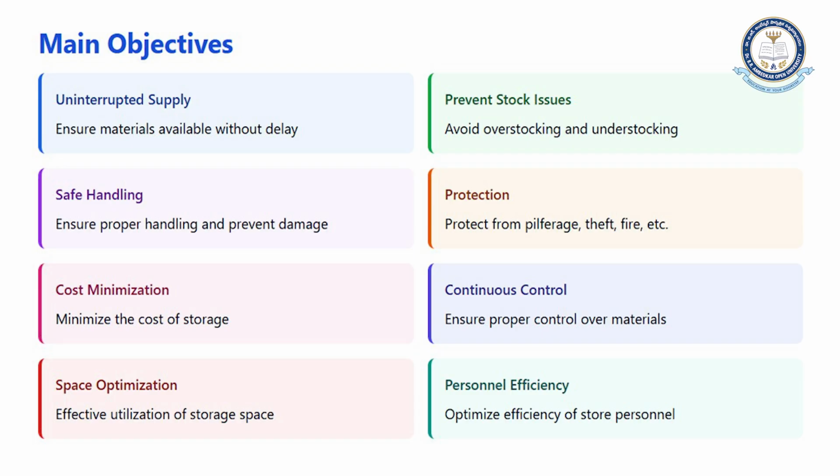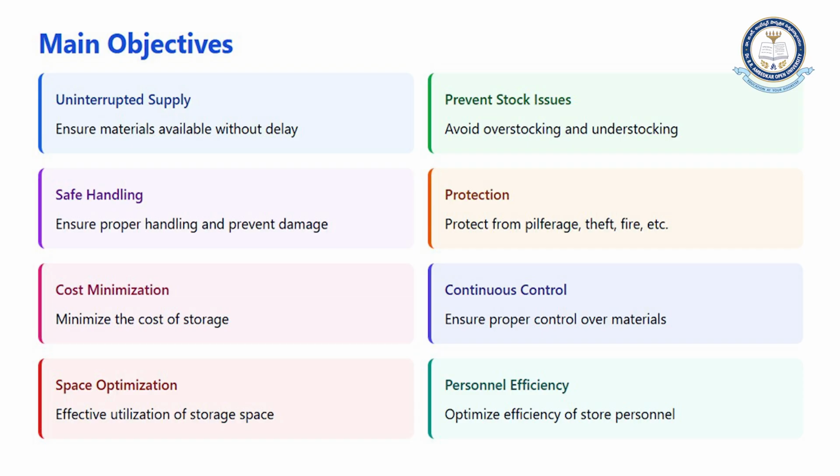So, ease of physical counting also helps in stores management. And what are the main objectives of stores management? Uninterrupted supply. If you are following the proper and exact method of stores management, you can uninterruptedly supply the raw material as and when required. Ensure materials are available without any delay, and also prevent stock issues.